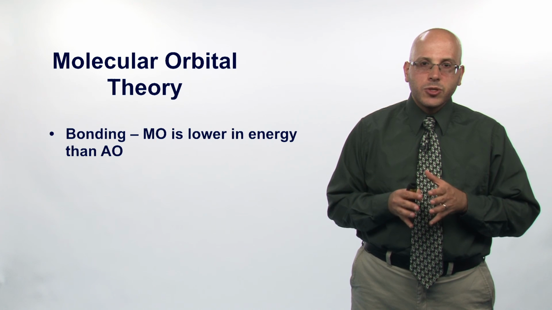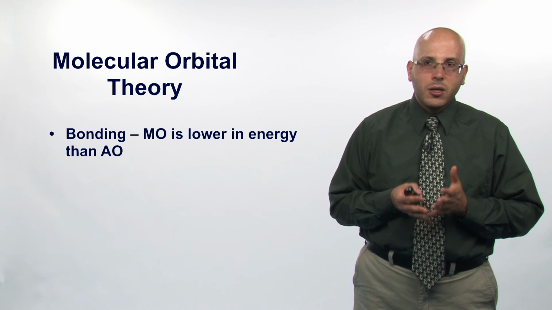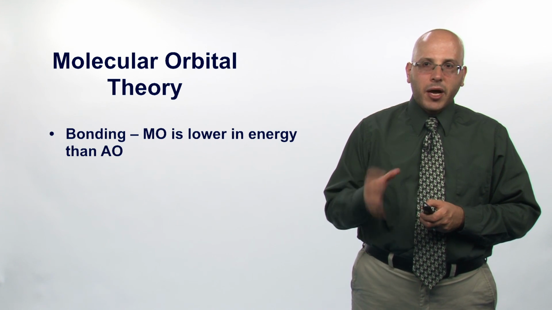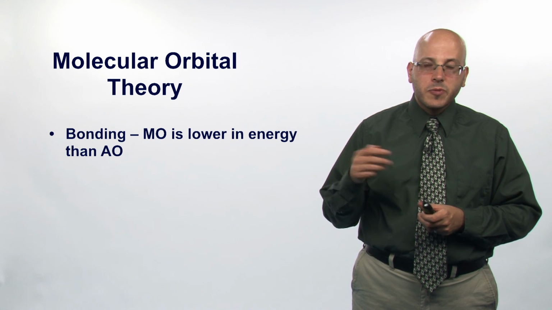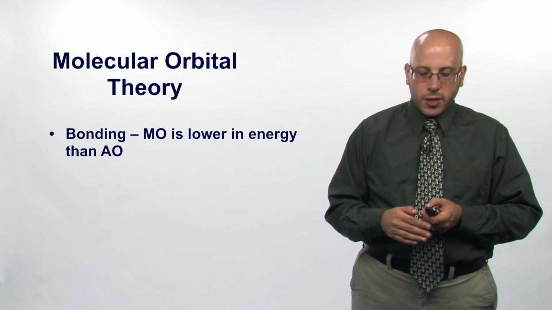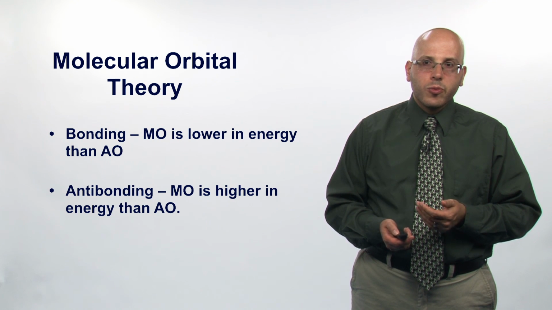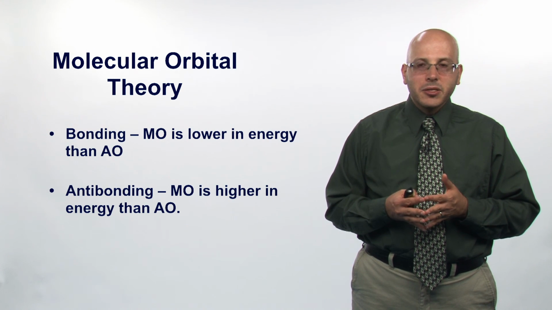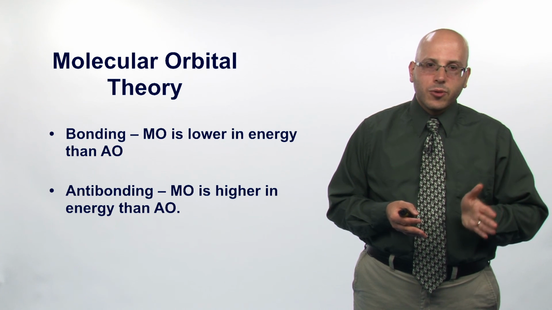If these rules sound familiar to you, they should. They're exactly the same rules that we used when we were making hybrid orbitals. The only difference is instead of calling them constructive and destructive, we're going to call them bonding or anti-bonding. The bonding orbital is one where it's basically constructive interference, and the molecular orbital is lower in energy than the atomic orbital. The other possibility is anti-bonding, where the molecular orbital is higher in energy than the atomic orbital. There is this other thing called non-bonding, where the molecular orbital has exactly the same energy as the atomic orbital, but we're going to ignore that for now.